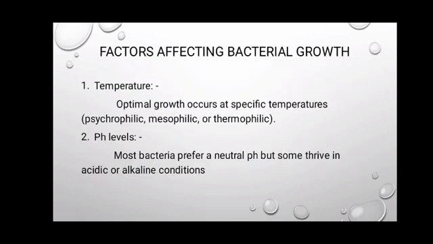Factors affecting bacterial growth. 1. Temperature. Optimal growth occurs at specific temperatures: psychrophilic, mesophilic, or thermophilic. 2. pH levels. Most bacteria prefer a neutral pH, but some thrive in acidic or alkaline conditions.